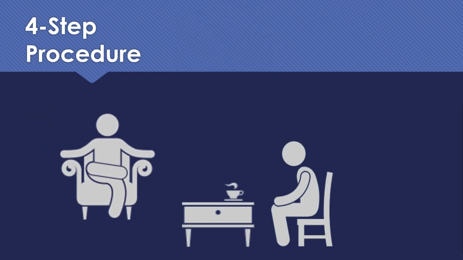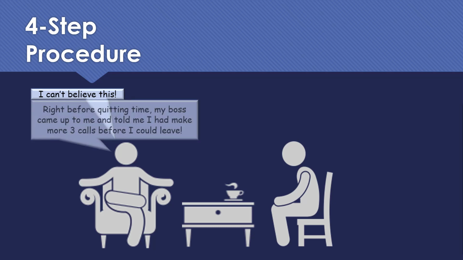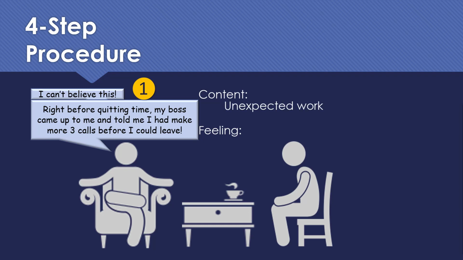Let's see these 4 steps in action. Your romantic partner, let's call him Chris, comes home from work, plops down in a chair, and says, sounding upset, "I can't believe this. Right before quitting time, my boss came up to me and told me I had to make 3 more calls before I could leave." As you are actively listening for both content and feeling, active listening is step 1, you recognize the content. He was given unexpected work. And the feelings, your observation of his nonverbal cues, vocal, physical, etc. He seems frustrated.